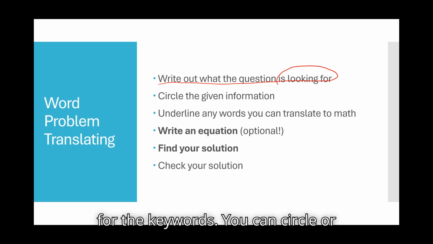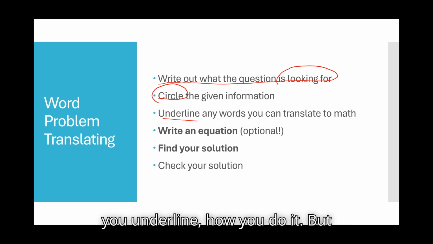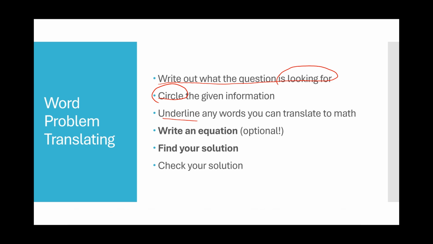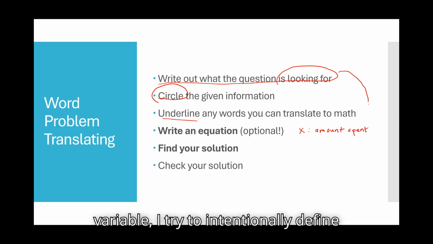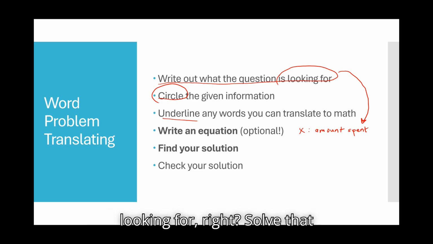Look for the keywords. You can circle or underline. You don't have to use any particular rule of what you circle, what you underline, how you do it. But then take what you have, think about what you need, and write yourself an equation. Often, I will make sure that my equation, if it has a variable, so let's say I decide that there's an unknown that's x, I'm going to off to the side write x is amount spent, or whatever I decide. When I define my variable, I try to intentionally define it thinking about what the question's looking for, right?